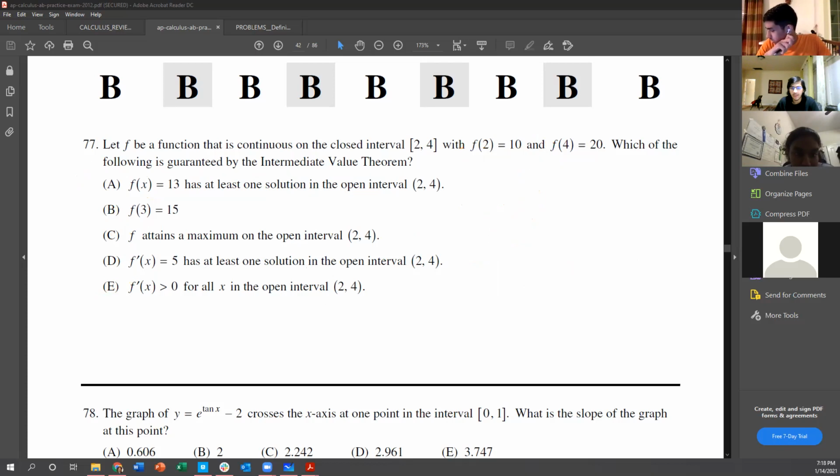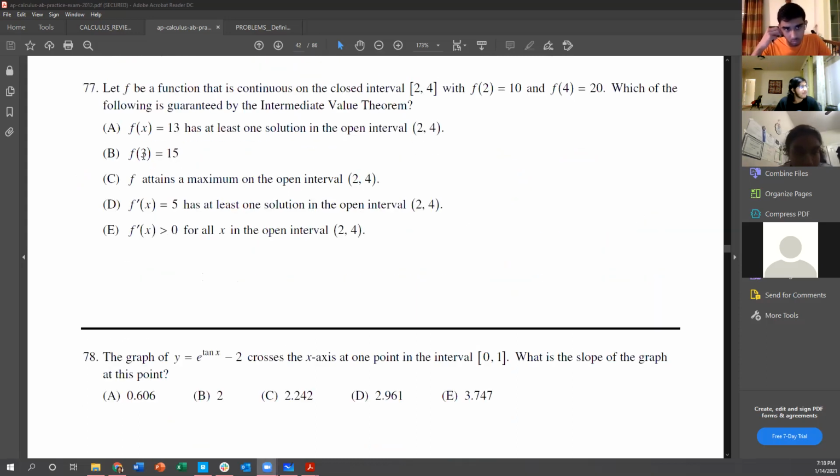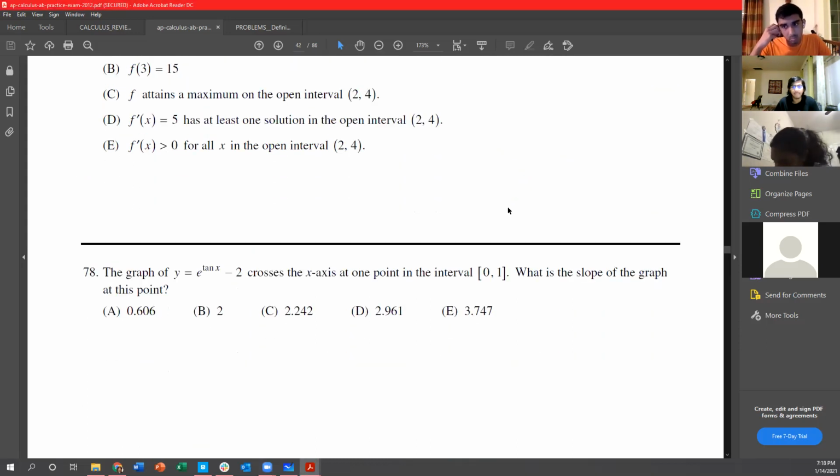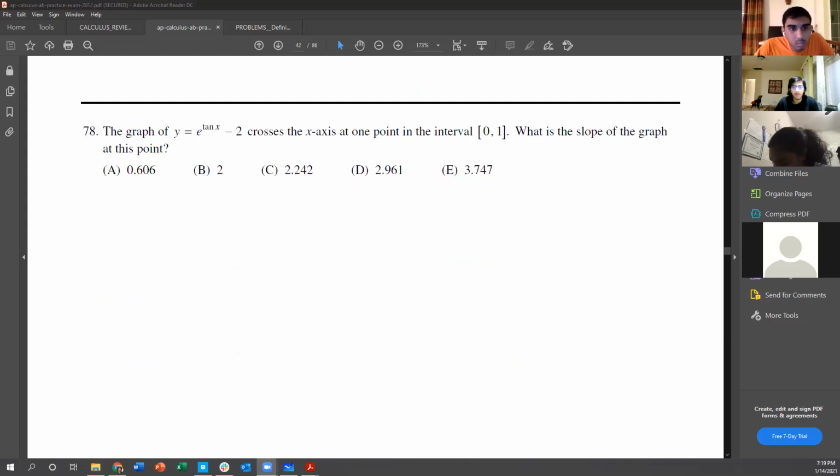Okay. My calculator software is still loading, but that's okay. We'll move on. Oh wait, what was the answer for that one? That one was A. Okay. My calculator software is still loading. In the meantime, I think we can just kind of do it on our own.